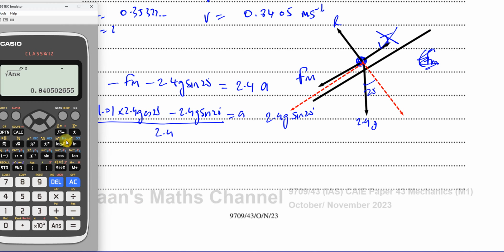Okay, we're going to have 1.01. Let me just put this in the one fraction. 1.01 times 24 cosine 20 minus 24 sine 20, and divide all of that by 2.4.